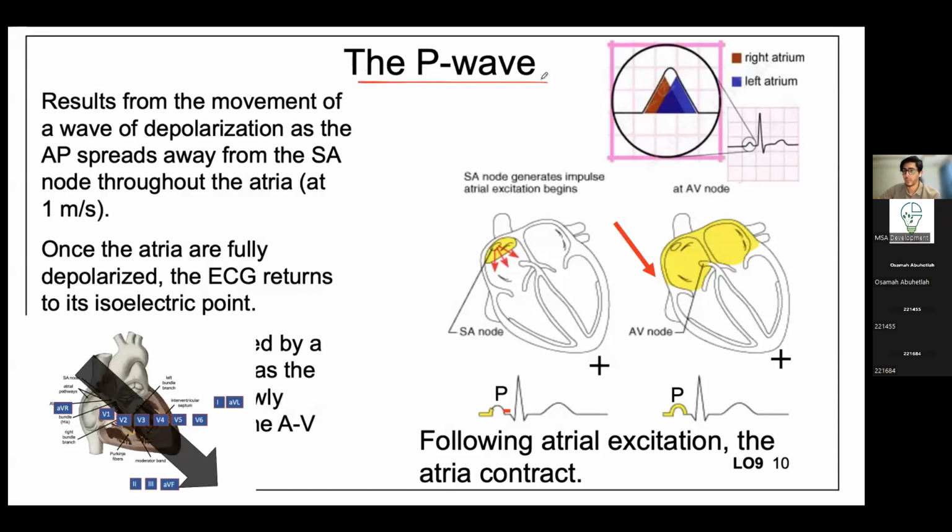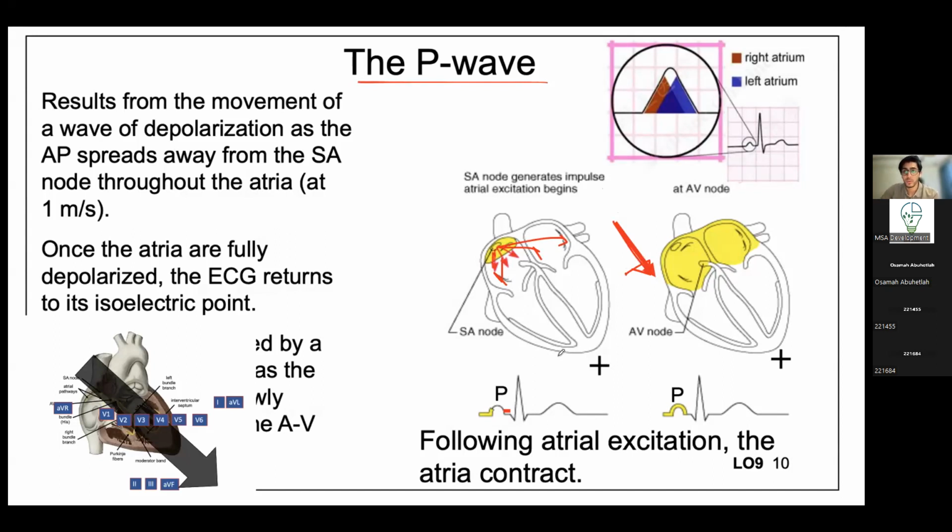The first thing is the P wave. The P wave represents atrial depolarization. So we have the SA node that sends out the impulses to the atria, and the atria are now going to depolarize. The general summated vector of atrial depolarization is going to point in this direction, towards the apex. It's going to point downwards.